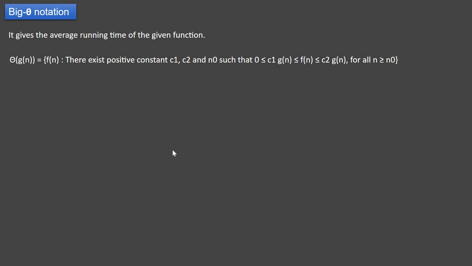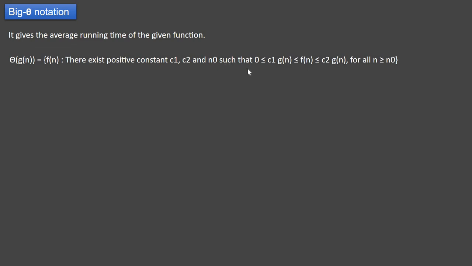Okay, so in this session we are going to learn about the big theta notation. Big theta notation is going to give you the average running time of the given function. Here you have to find a g(n) which is equal to f(n) at some point. For that point you have to find positive constants c1 and c2 and n naught. So there are three values here: c1, c2 and n naught, right?